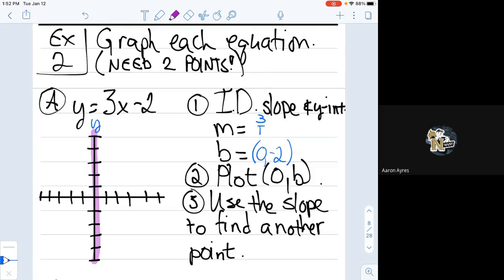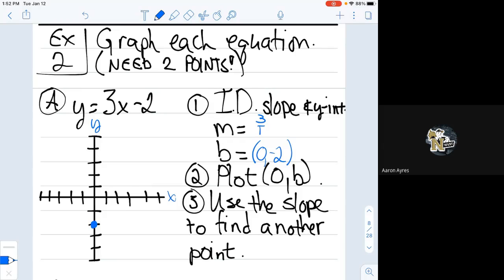So your starting point should always be on that line that I just highlighted in purple. Everybody got that? Because you'll be surprised how many people I see have a starting point on the x-axis, and then everything else is off. Okay, so start on the y-axis. 0, -2 is right there. Everybody good with that one?